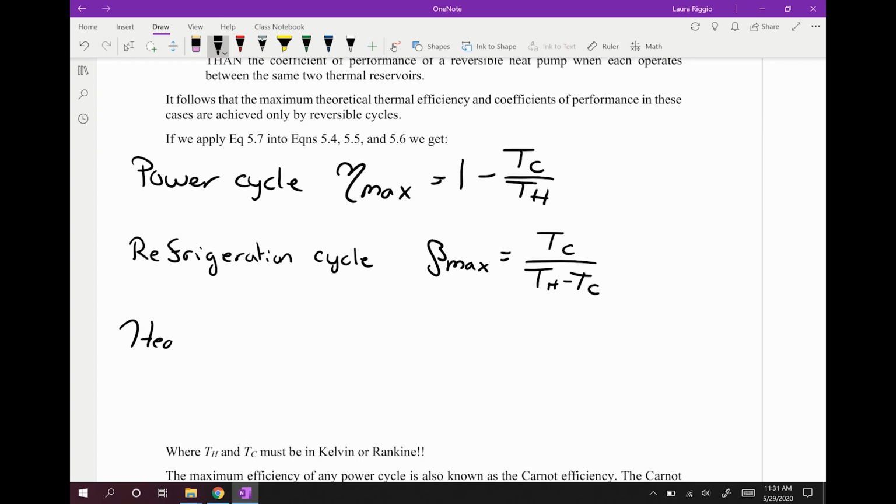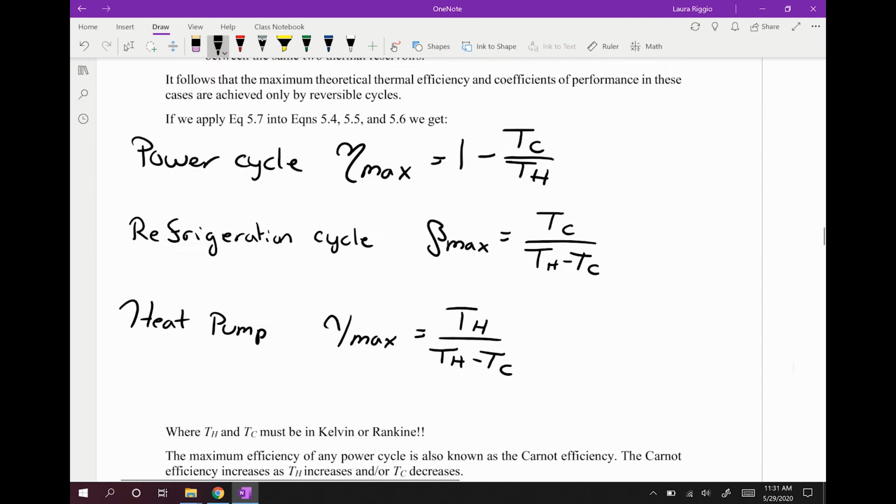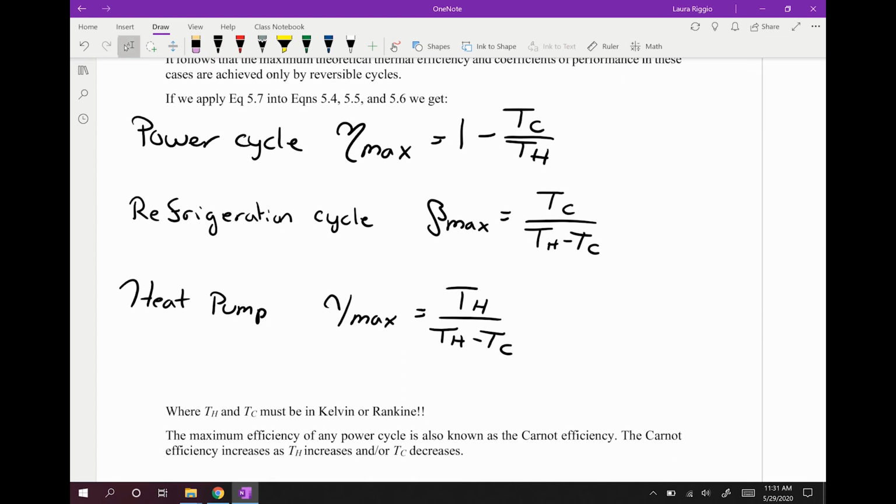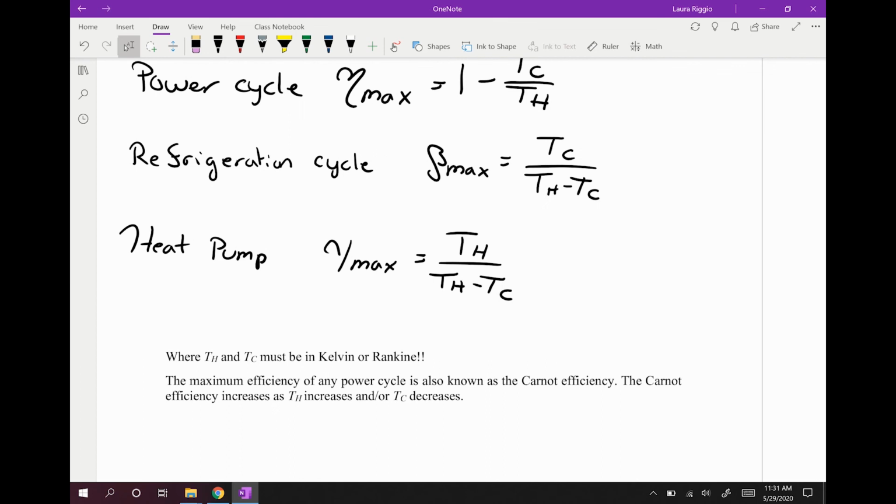And then we have our heat pump, where gamma max is equal to Th over Th minus Tc. Please note that Th and Tc have to be in Kelvin or Rankine. The maximum efficiency for a power cycle is also known as your Carnot efficiency, and your Carnot efficiency increases as Th increases and/or Tc decreases.